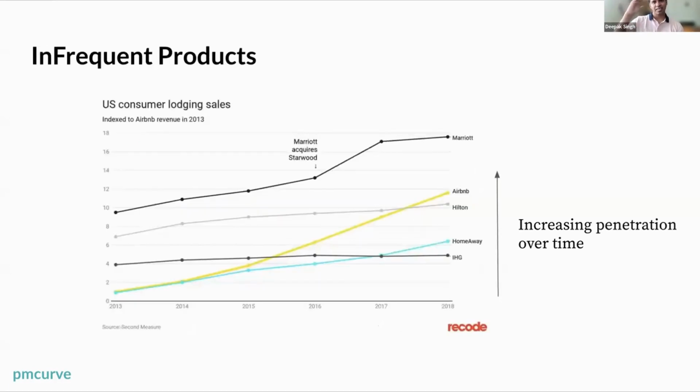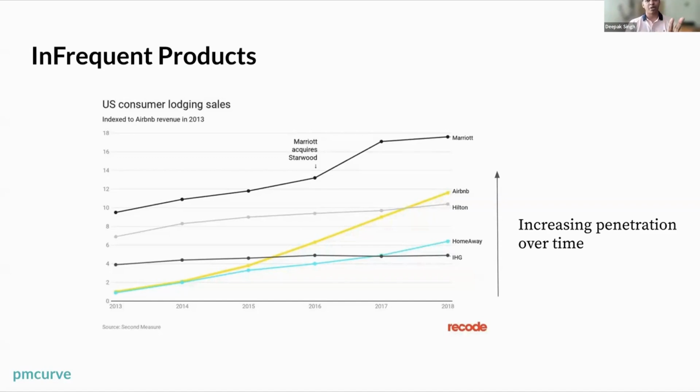The second bit is look at the market share. For example, this is Airbnb from 2013 to 2018 in lodging sales, right? And you can clearly see their PMF improving. The penetration is increasing like anything, including HomeAway, and Marriott is also increasing because it acquired some company called Starwood. And then, of course, the market in itself is increasing. If you add everything in 2013 versus 2018, the market has significantly gotten bigger, right? And Airbnb has gotten a bigger pie of that market, which led to the $100 billion IPO for Airbnb, and a good success story from Silicon Valley across the globe.